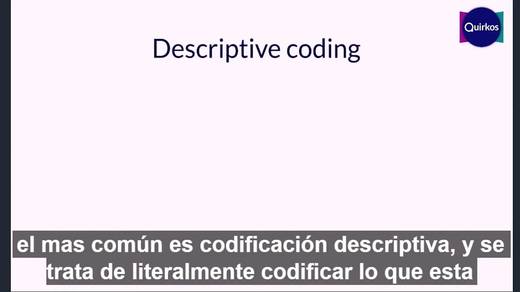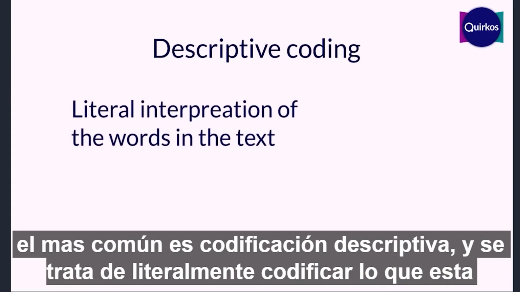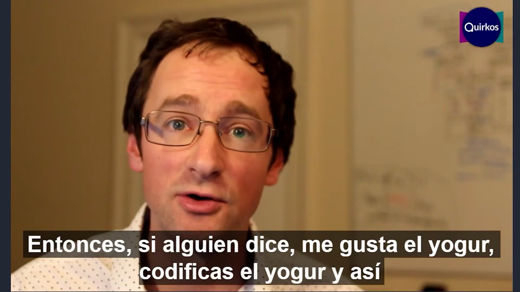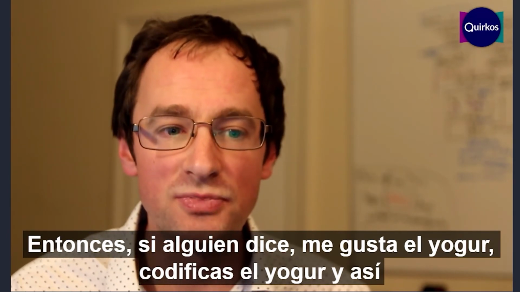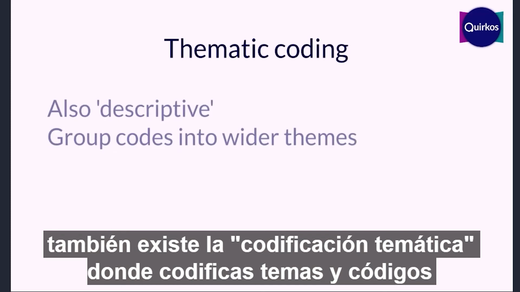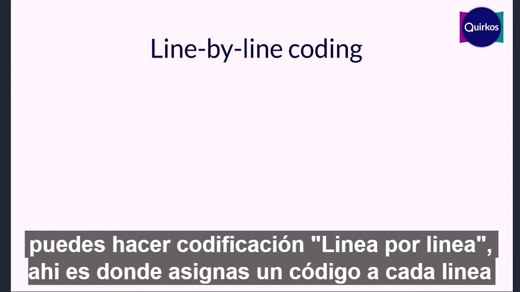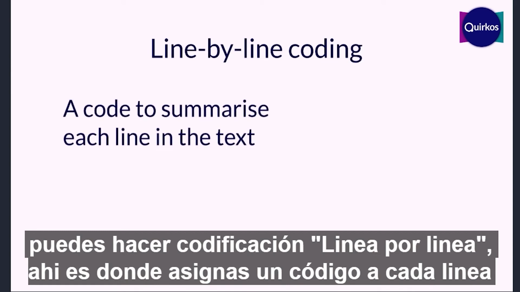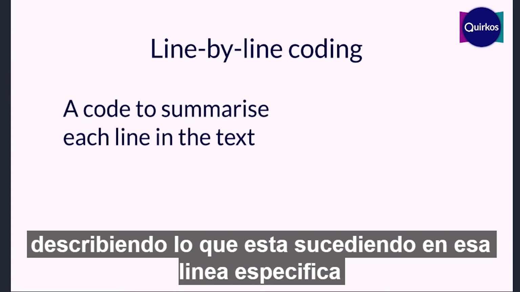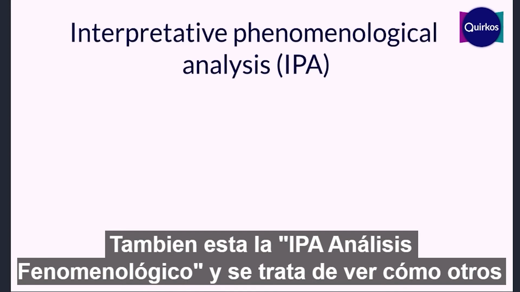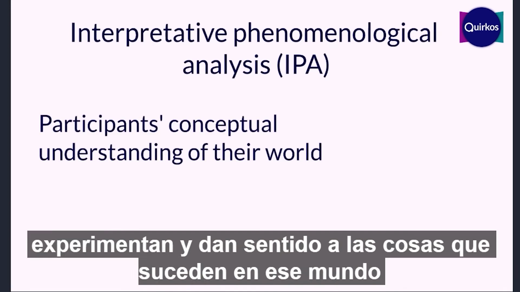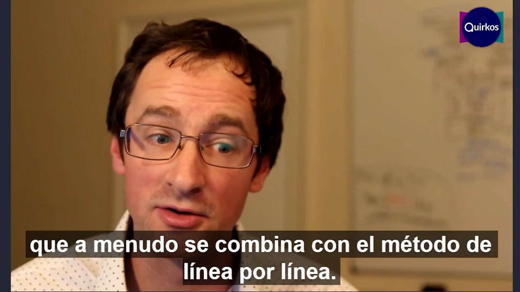The most common is called descriptive coding, and it's about literally coding what's being discussed on a very literal basis. So if somebody says, I like yogurt, you code yogurt and like. There's also thematic coding, where you create themes and codes. We talked about that a little bit already. You can do line-by-line coding, and that's where you assign each line its own code, kind of describing what's going on in that one line or sentence. There's also IPA, Interpretive Phenomenological Analysis, and that's about looking to see how participants experience and make meaning of things that are happening in their world, and that's often combined with a line-by-line coding approach.